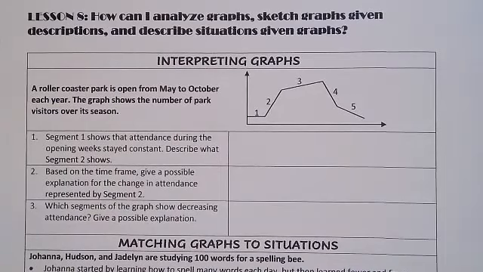Lesson 8, how can I analyze graphs, sketch graphs given descriptions, and describe situations given graphs? So we're going to start with interpreting graphs. A roller coaster park is open from May to October each year. The graph shows the number of park visitors over its season. Segment 1 shows that attendance during the opening week stayed constant. Describe what segment 2 shows.